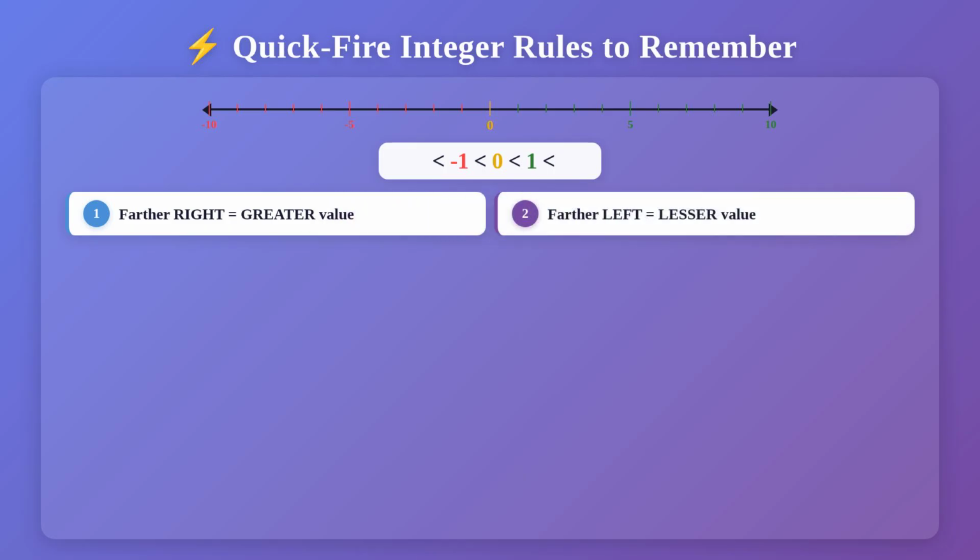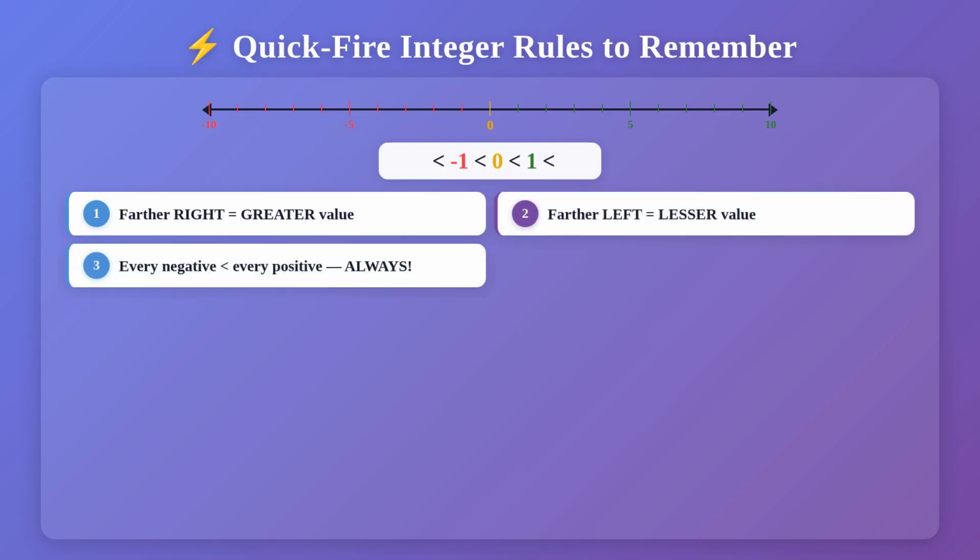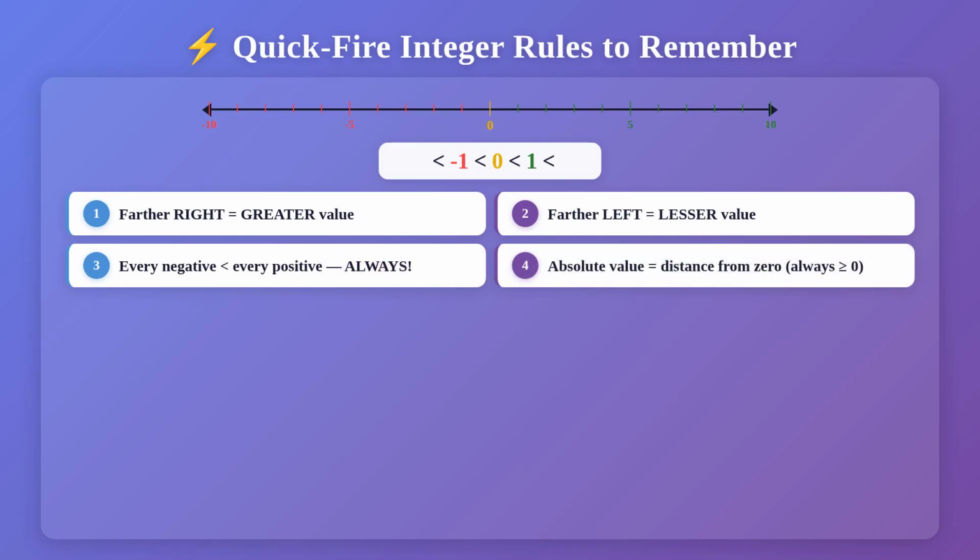Before we wrap up, let's lock in the big 4 rules for integers. Rule 1, farther right on the number line always means a greater value. Rule 2, farther left means lesser value. Rule 3, every single negative number is less than every single positive number, always. And Rule 4, absolute value measures distance from 0, so it's always 0 or positive. These 4 rules are your integer toolkit. Memorize them and you'll handle any integer problem your teacher throws at you.